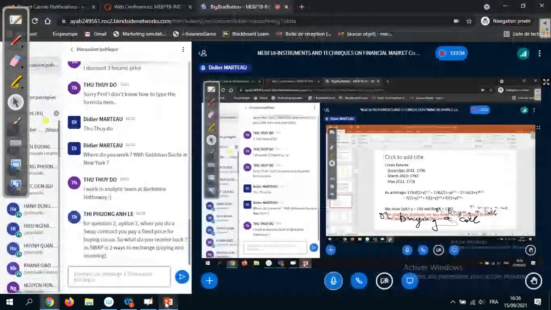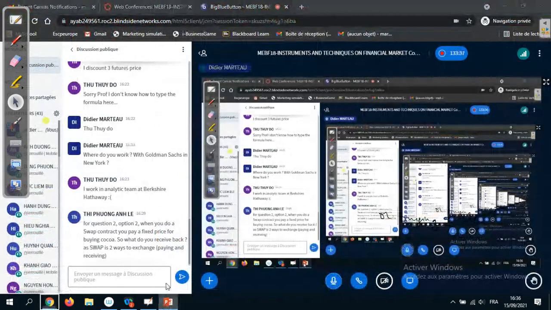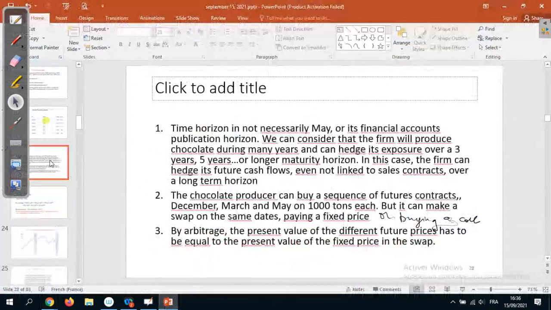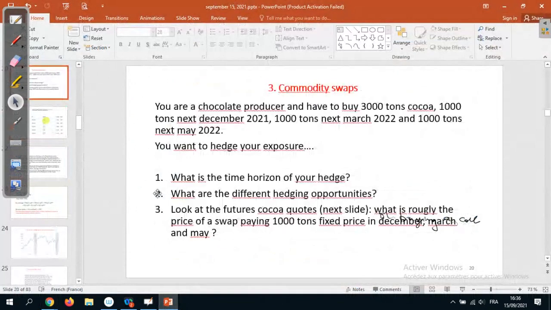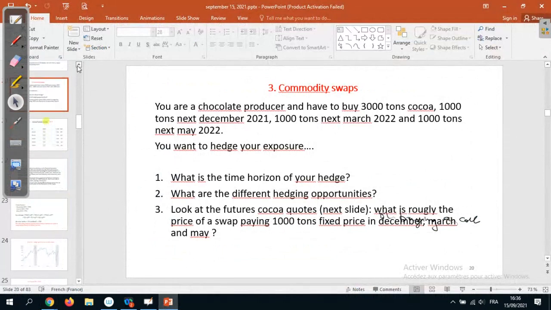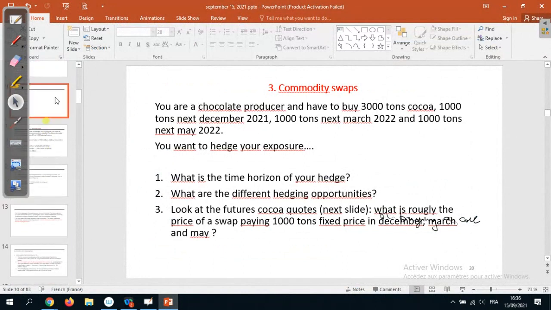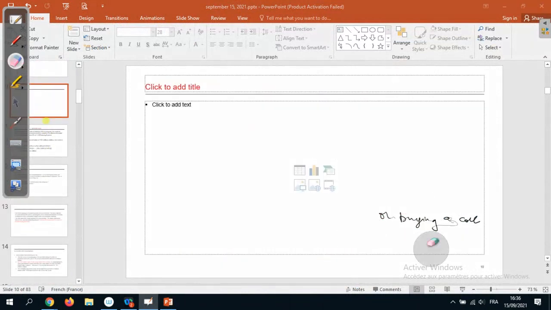Next. Oh, sorry, I have questions. For question 2, option 2, when you do a swap contract, you pay a fixed price for buying cocoa. Yeah, sure. So what do you receive? Okay, good question. For question 2, you make a swap. Okay, let me just find white paper. Okay, I have. Thank you for the question. Interesting.